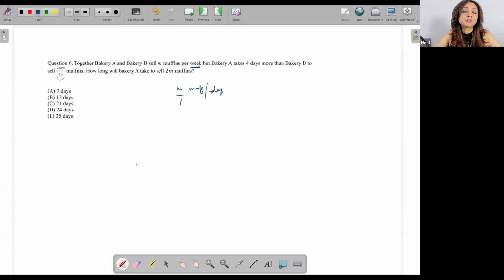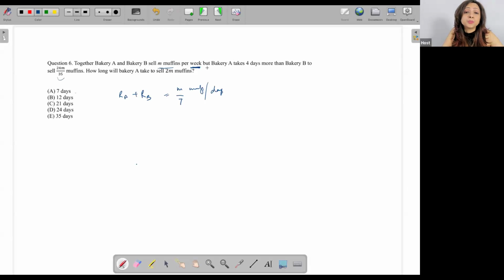The point of the problem and of giving you variables is for you to understand how work, rate, and time are related. There might be some confusion about what is work, what is rate, and so on. But they make M muffins per week. This is the work done by them, M muffins. Per week means 7 days, the time taken. So what is rate equal to? It is work upon time. So this is your combined rate, the rate of bakery A plus the rate of bakery B, because they said together bakery A and B sell these many muffins. So we are clear till now.